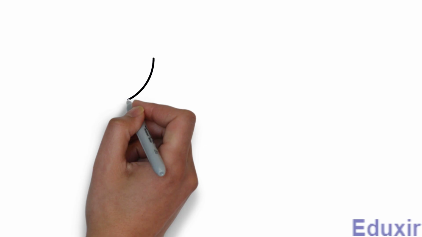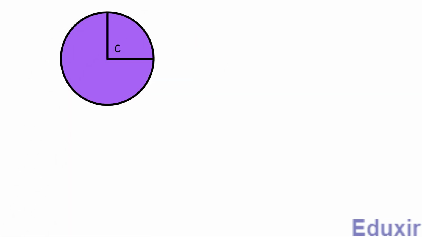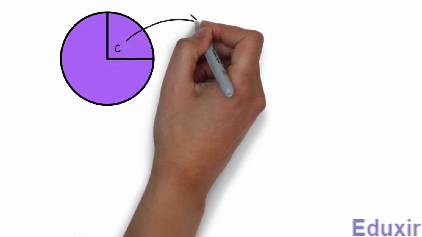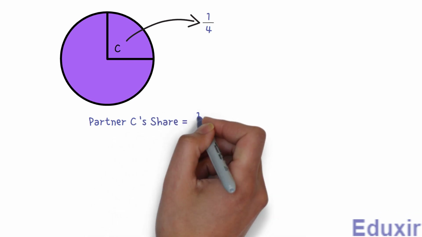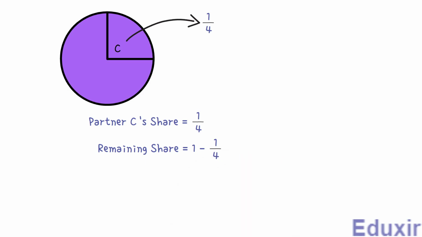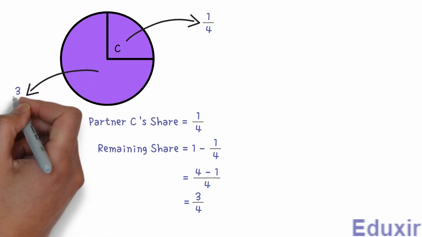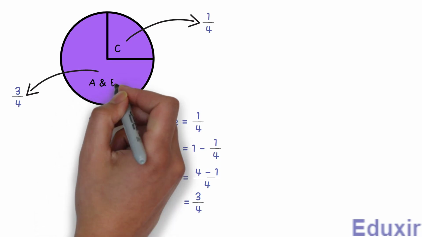So, after the admission of the partner C, the profit is divided and is given to the new partner C. The portion of the profit given to the partner C is equal to 1/4. So, the partner C's share is equal to 1/4 and the remaining share is equal to 1 minus 1/4. Considering 4 as LCM, the numerator will be 4 minus 1, which is equal to 3/4. So, after giving 1/4 profit to the new partner C, the remaining profit is 3/4. This remaining profit should be distributed among the old partners A and B.